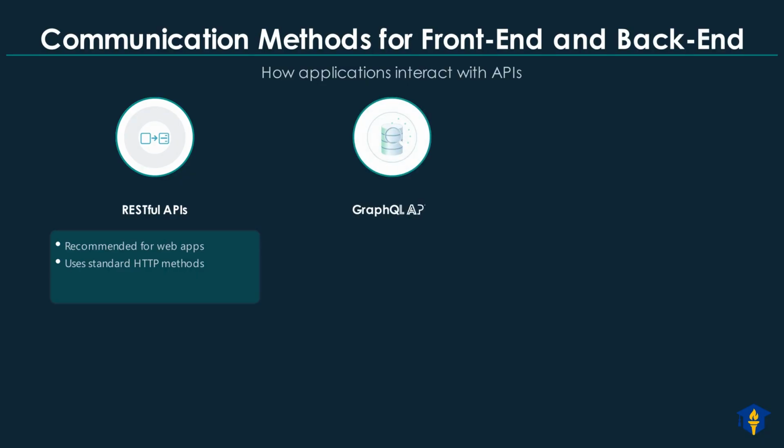Next, we have GraphQL APIs, which are designed for more specific data needs. They are optimized for specific queries, allowing clients to request exactly what they need. This approach significantly reduces the problem of overfetching unnecessary data, improving efficiency.